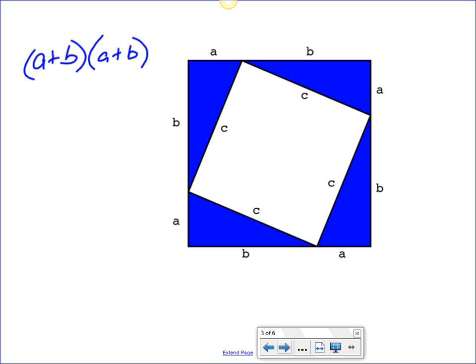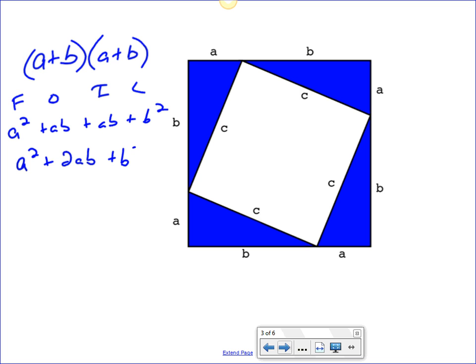So if I use FOIL to work through that, I would have A squared plus AB plus AB plus B squared, which simplifies to A squared plus 2AB plus B squared. Okay, so we know that that must be equal to the area of the smaller triangles inside and the smaller square. So the smaller square is A squared.